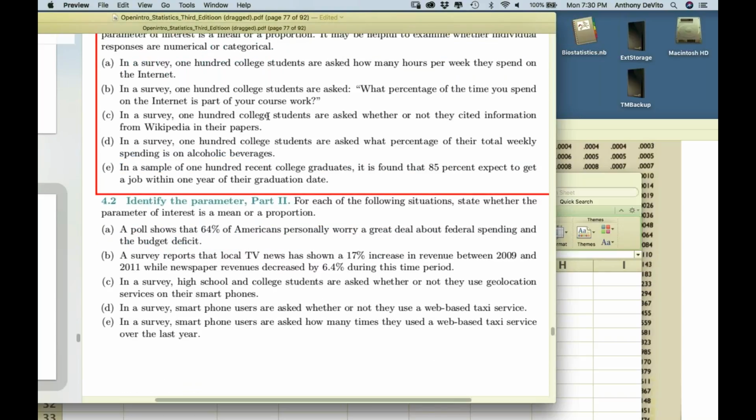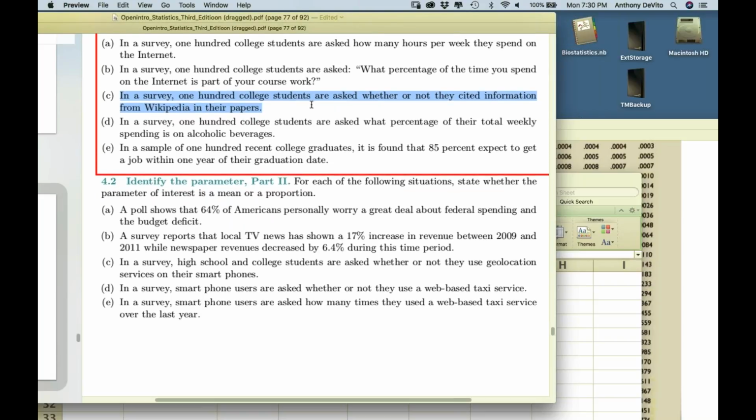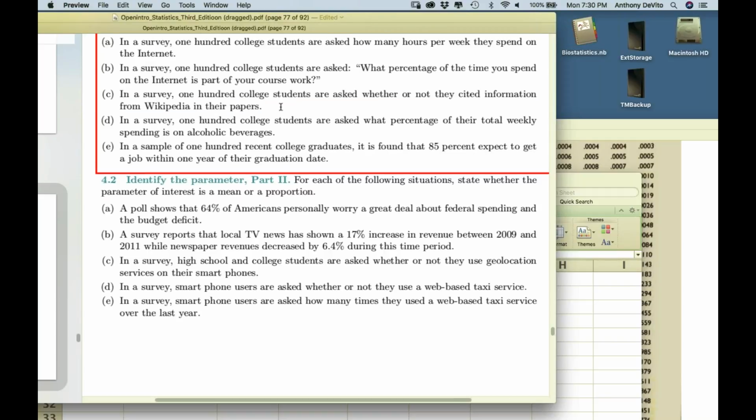In a survey, 100 college students are asked whether or not they cited information from Wikipedia. Oh, now hang on a second. That's the first one where the answer is not a number like hours or dollars or hours per week or percentages. That's the first one where the answer is a yes or a no. So when we add up all the yeses and nos, we're going to wind up with a proportion. 50% said yes, 10% said yes, and so on and so forth. So that point estimate is a proportion.